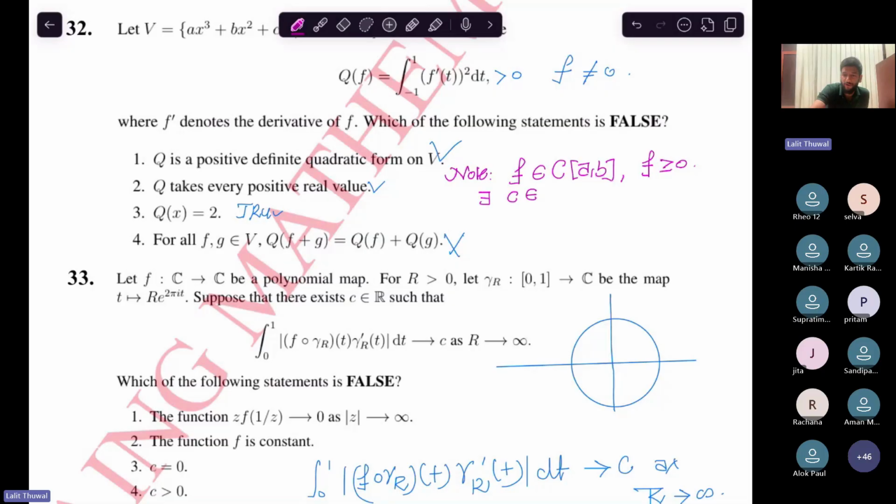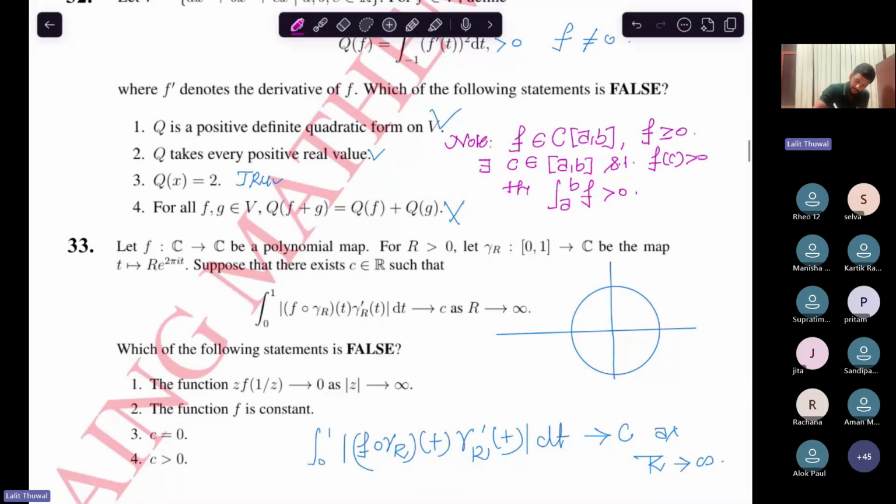in the closed interval [a,b] such that f(c) is greater than 0, then this integral must be non-zero, strictly greater than 0. So this all follows from Riemann integration theory. So we will use it here also.